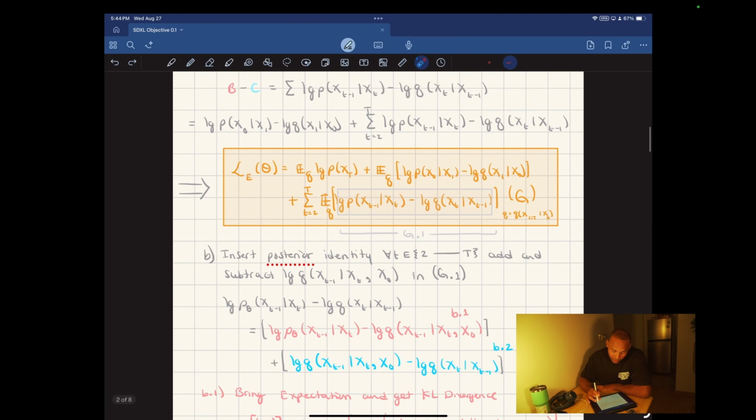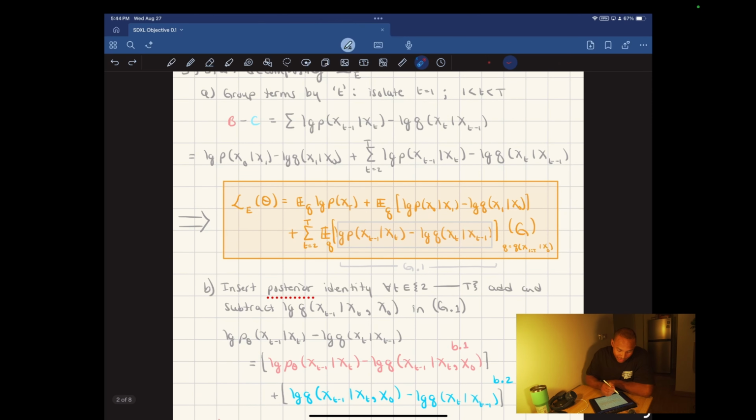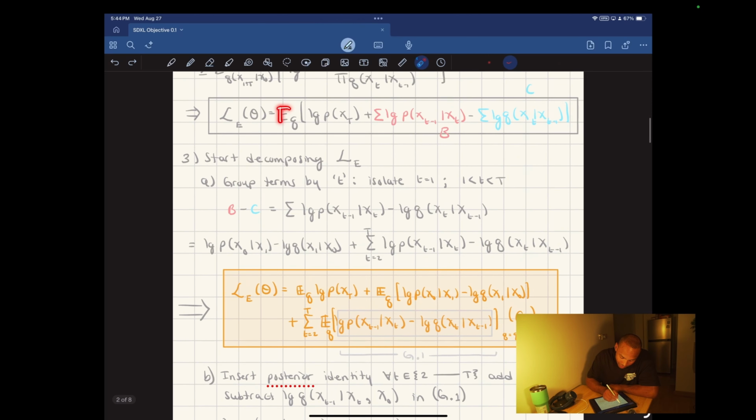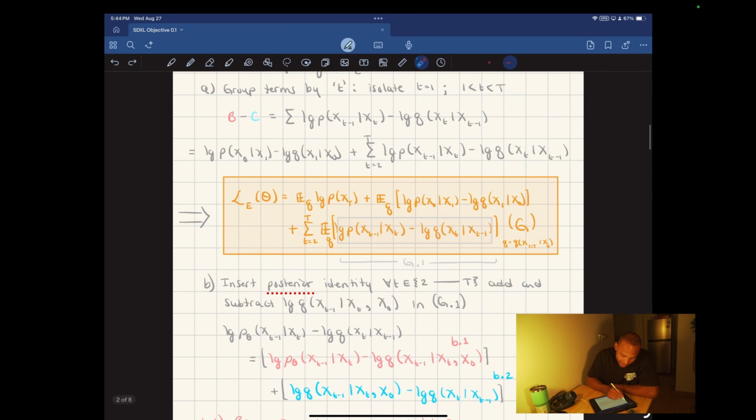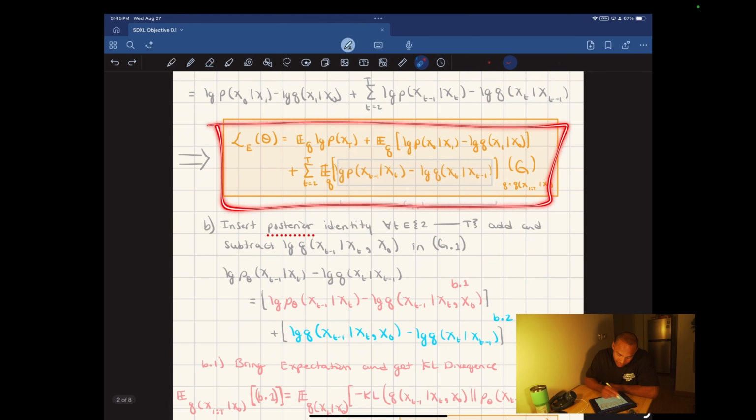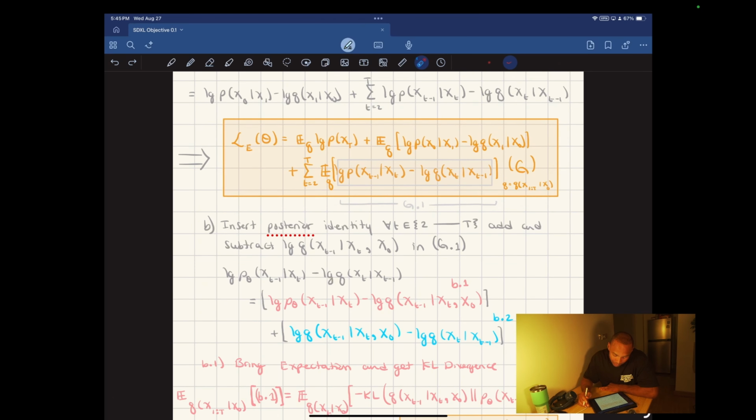Now I bring the expectation. So remember, there's an expectation around all of this. Expectations are linear functions, so I can bring this through, right? So I'm going to bring the expectation around this and then the expectation around this, and I rewrite the loss here, okay? I'm going to call this form of the loss G. We're going to keep decomposing this. I'm going to call this inside the expectation G.1.